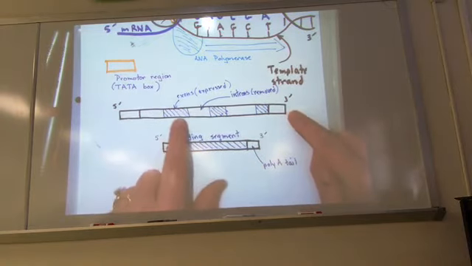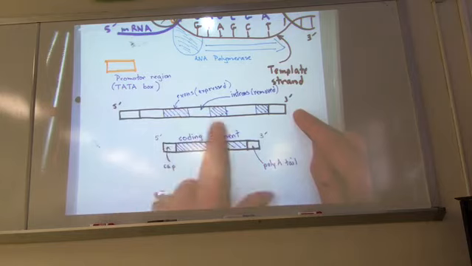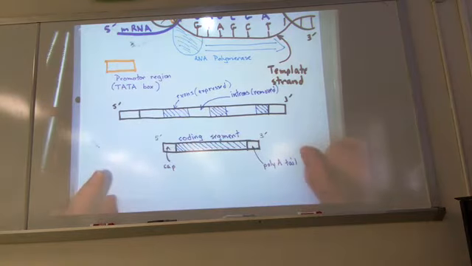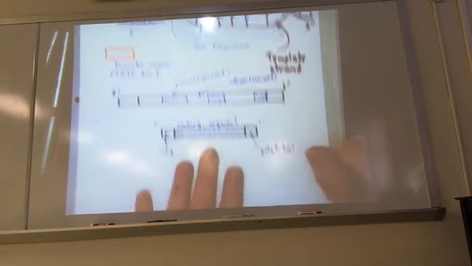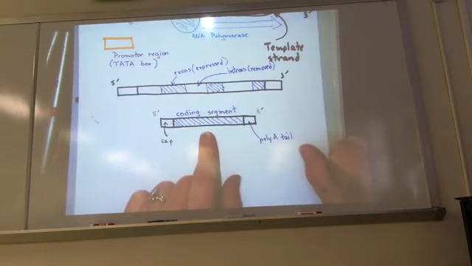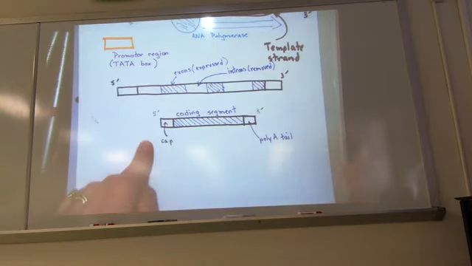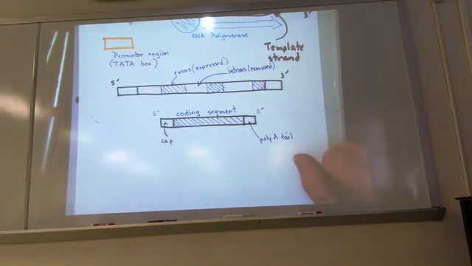So the parts that we keep are called exons, and the parts that are removed are called introns. And so the introns are removed, the exons are spliced together, and then this is the mRNA that is ready to leave the nucleus. Okay, questions on that?